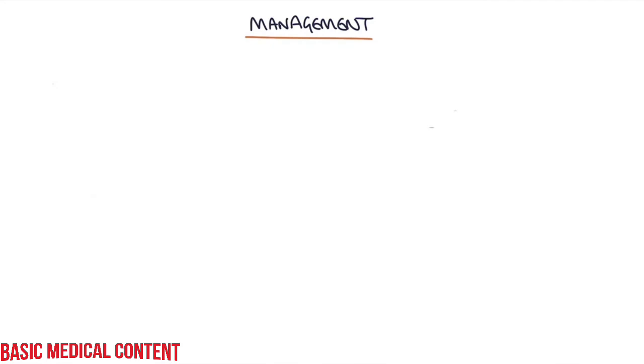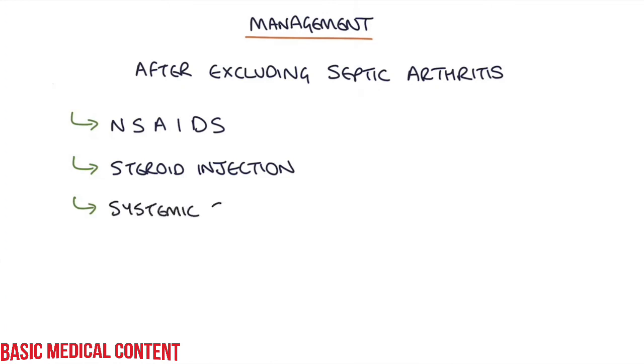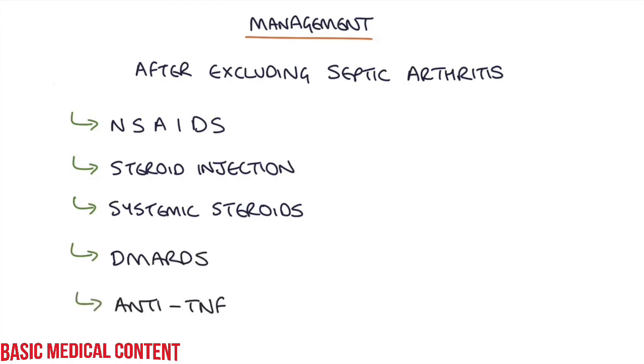Management of reactive arthritis after you've excluded septic arthritis is with non-steroidal anti-inflammatories, steroid injections into the affected joint, and potentially even systemic steroids like oral prednisolone may be required, particularly where multiple joints are affected. Most cases of reactive arthritis resolve within 6 months and they don't reoccur, but if you have recurrent cases, they may require disease-modifying anti-rheumatic drugs or anti-TNF medications.